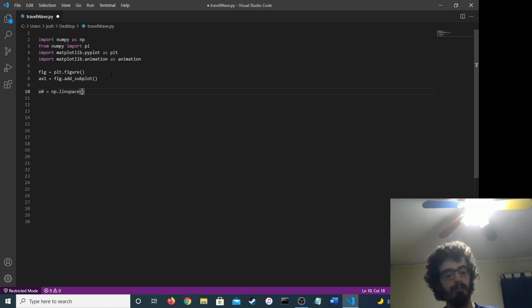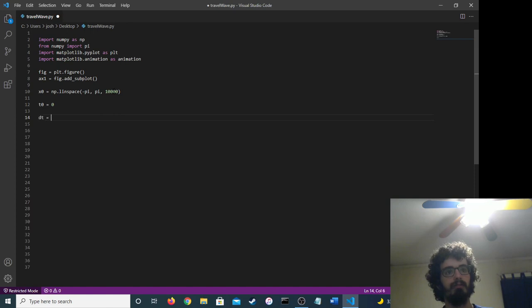We create a linear space to plot things on. It's from minus pi to pi, and there are 10,000 individually spaced points, with equal spacing between each of those numbers from minus pi to pi, 10,000 of them.